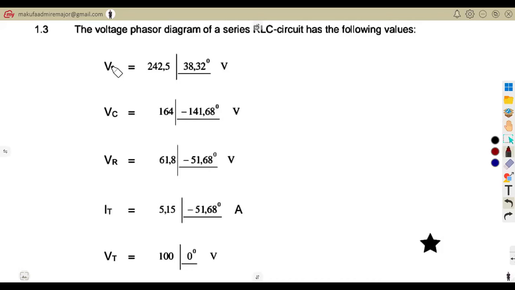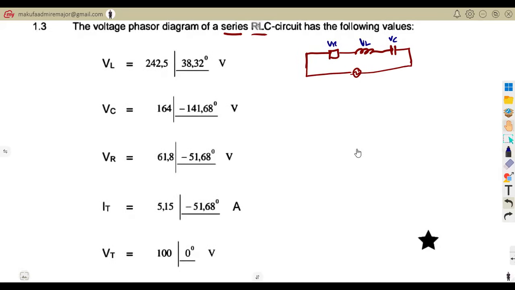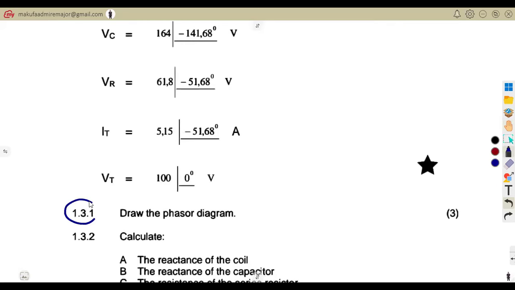Then on 1.3, we are given the voltage phasor diagram of a series RLC circuit. Remember, if it is a series RLC circuit, we've got a resistor, an inductor, and also a capacitor. So they gave us the voltages taken across each: the voltage across the inductor, the voltage across the capacitor, and the voltage across the resistor. So these are the phasors that we're given. Then the question on 1.31 was to draw the phasor diagram out of this information.